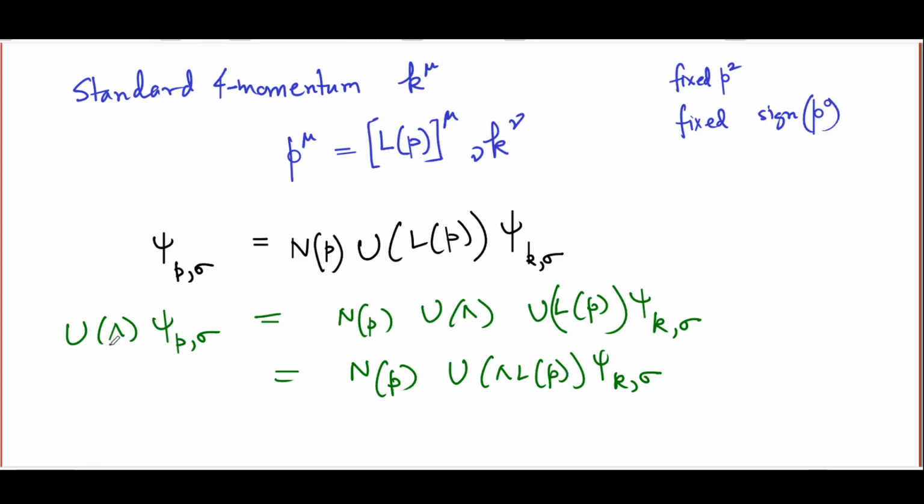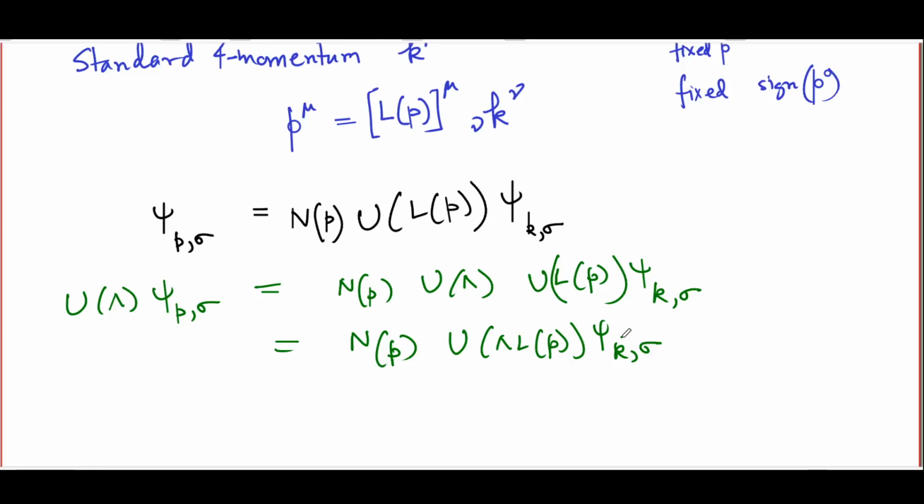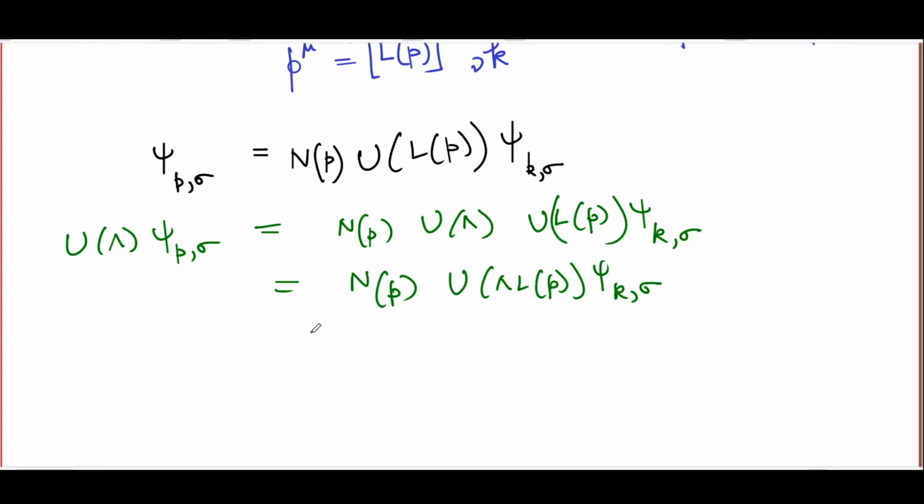After all, U lambda is acting on psi P sigma. The result, as we already know, is a superposition of psi lambda P sigma prime. Now, the next step will be something which may look a bit weird until you see the motivation behind it. What you will do is pull out U of L lambda P. But how can you pull it out? It's not even there. Well, you can pull it out by just putting in its inverse.